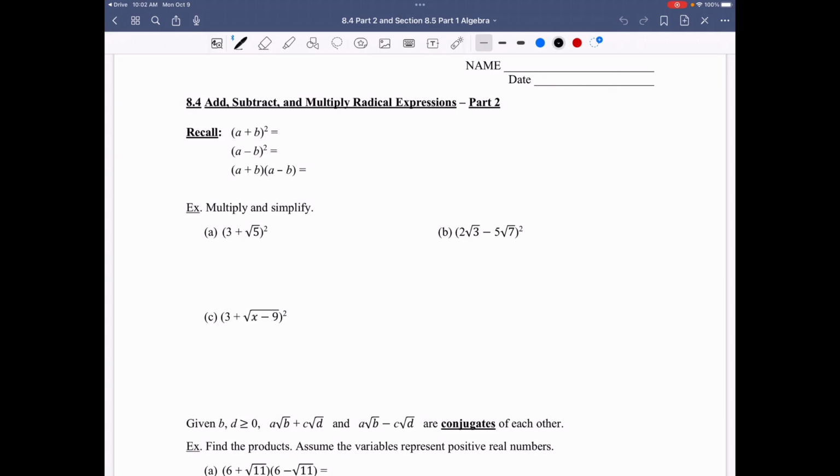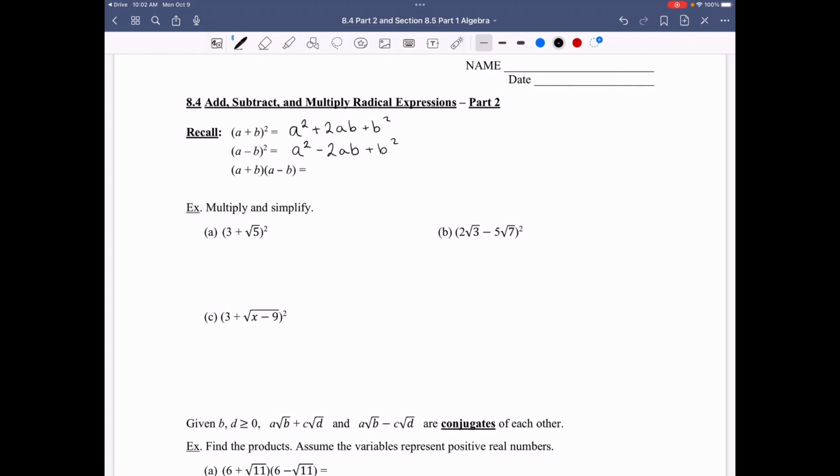Let us remember that (a plus b) squared is a perfect square trinomial, a squared plus 2ab plus b squared. And then (a minus b) squared, oh no, I'm sorry, it's not a difference of squares. It's also a perfect square trinomial, and it multiplies out to be a squared minus 2ab plus b squared.